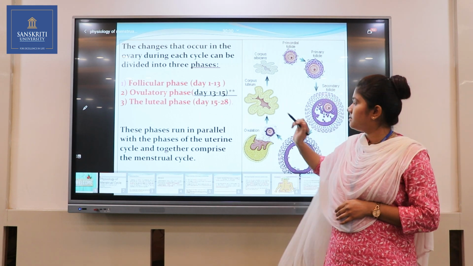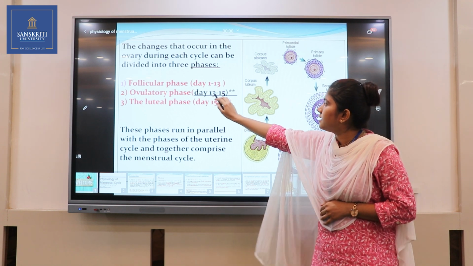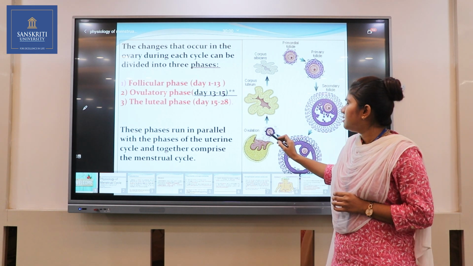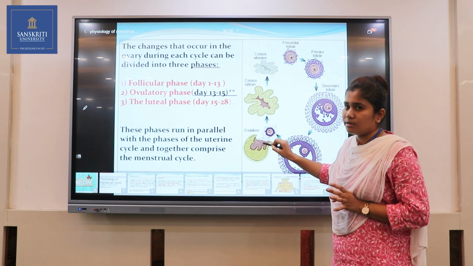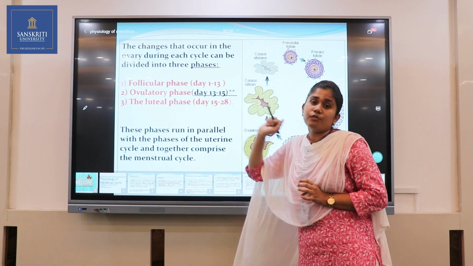Then the ovulatory phase, that is the ovulation process. This is day 13 to 15, approximately the 14th day of the ovarian cycle. Here the ovulation process occurs, that's why it is called the ovulatory phase.